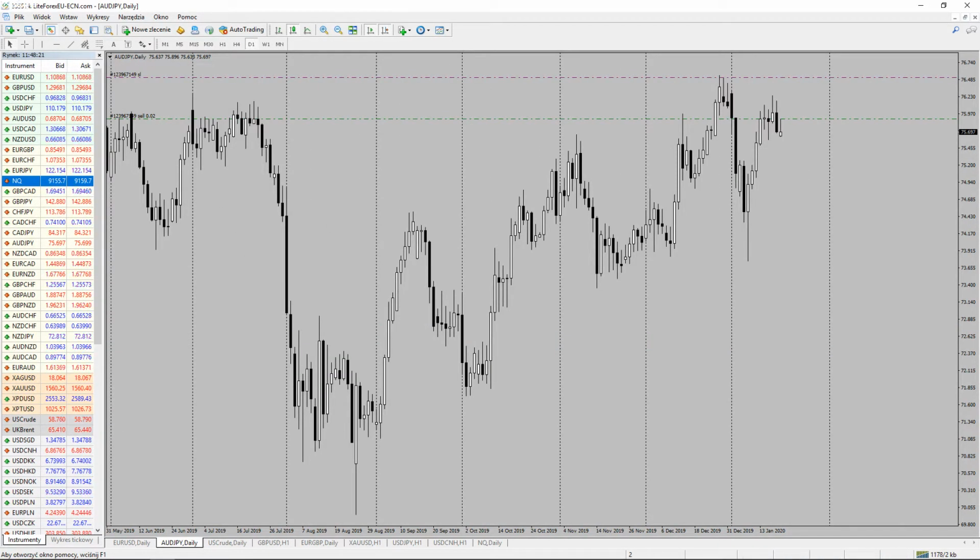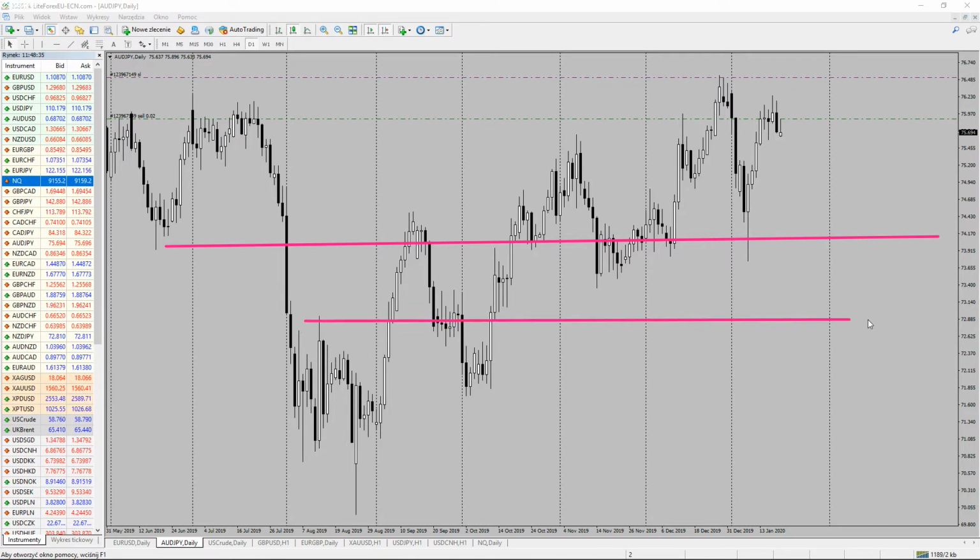Overall I'm looking for the first level close to 74 and 72.50, and finally I'm looking for 71.50, 71. So that's how things look with the Aussie yen.